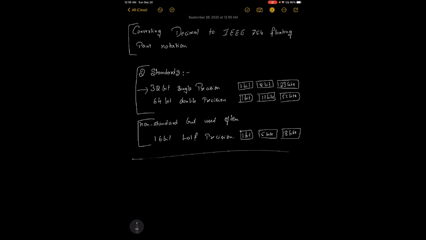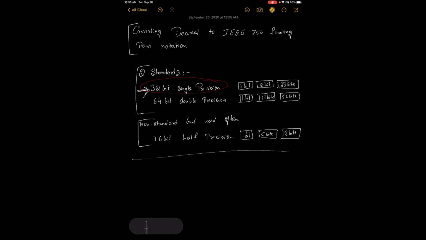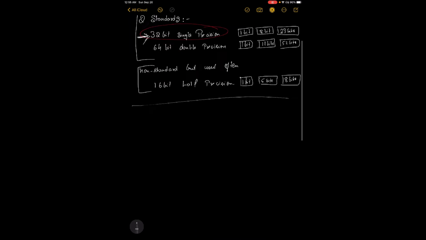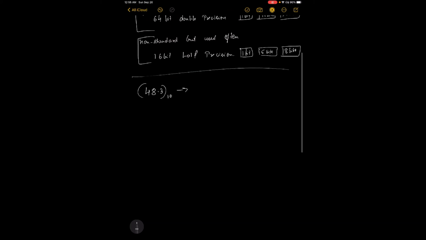So let's start with this one. 32-bit representation. Representing a decimal number in the form of a 32-bit IEEE 754 single precision floating point representation. To do that, we have to take a decimal number. So let's take 48.3. It is base 10, so we need to convert it to a 32-bit floating point.